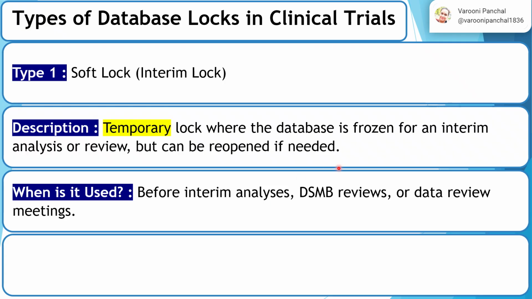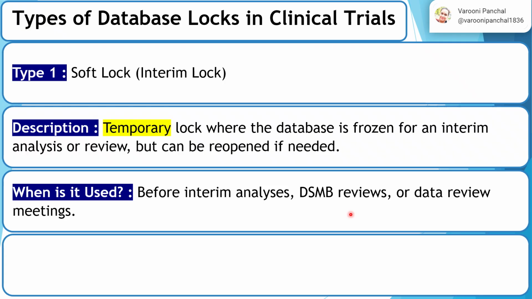Whenever an interim analysis is done, there are certain stopping rule criteria so that you can stop the clinical trial if it is not going in the right direction, there is no benefit to the patients, and there is no improvement in the disease after consuming the treatment. So this is a very important kind of analysis, and generally this temporary lock is done before the interim analysis is started. Now, DSMB is the data safety monitoring board.